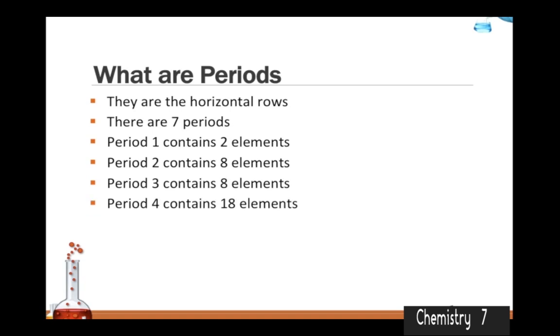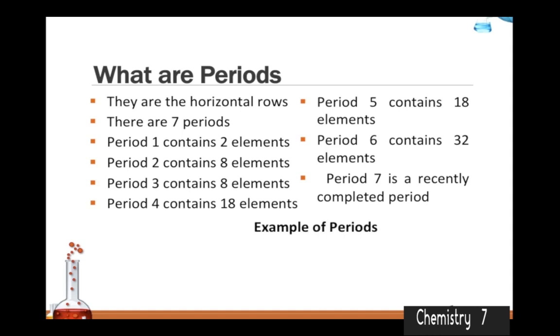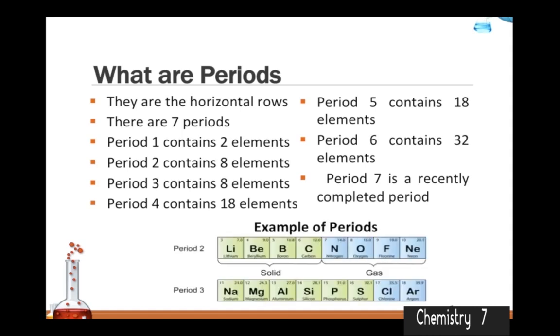Period 4 contains 18 elements. Period 5 contains 18 elements. Period 6 contains 32 elements. And period 7 is a recently completed period. Here are 2 examples of periods, period 2 and period 3. They are the horizontal rows of the periodic table.